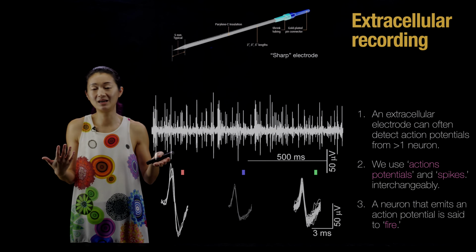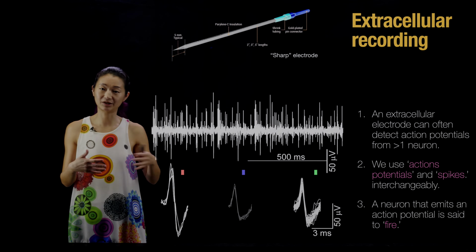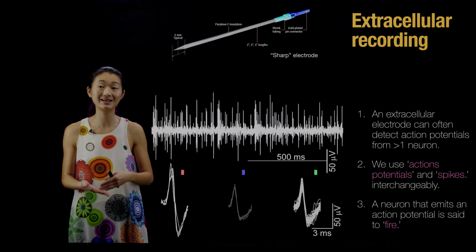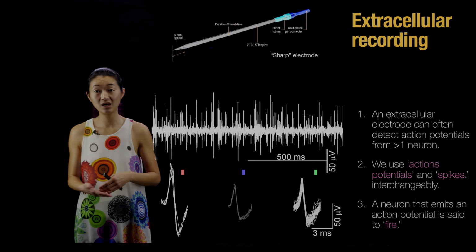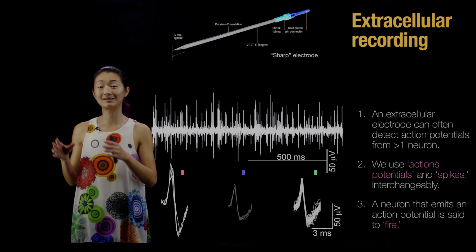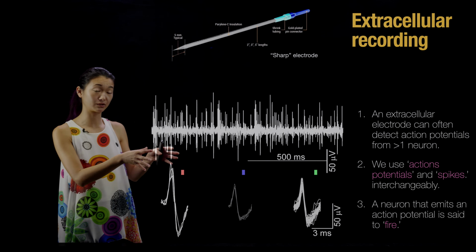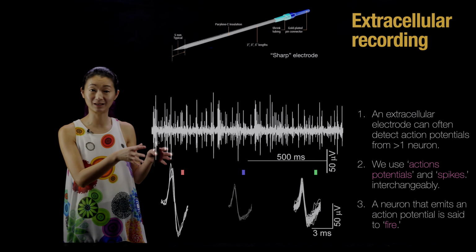You can see the postsynaptic potentials that we were talking about in the previous lecture on synaptic transmission, the EPSPs and the IPSPs, the excitatory postsynaptic potentials and the inhibitory postsynaptic potentials. Those are only accessible in the intracellular recording techniques. You can't see those in the extracellular recording techniques because they're way too small to be picked up this way.